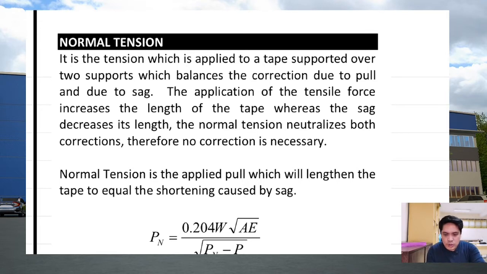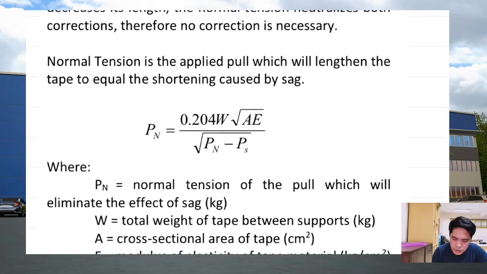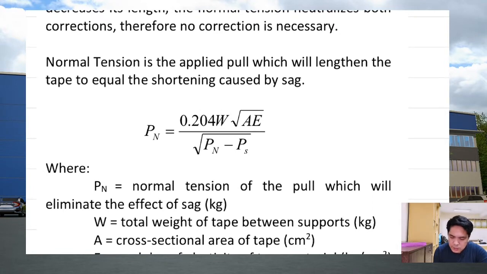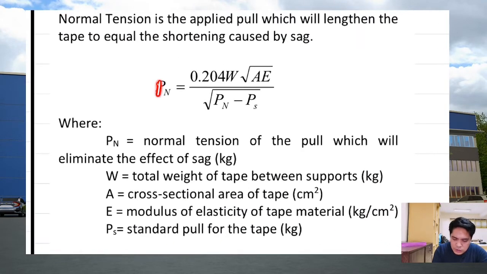Okay? So normal tension is basically the tension that balances the effect of pull and sag. Okay? Ano yung exact tension na kailangan mo exert para ma-balance yung pull niya at saka yung sag niya? Because the effect of pull and sag are opposite. Okay? So ito. Normal tension is the applied pull which will lengthen the tape to equal the shortening caused by the sag. So we denote normal tension as P sub n and with this formula.